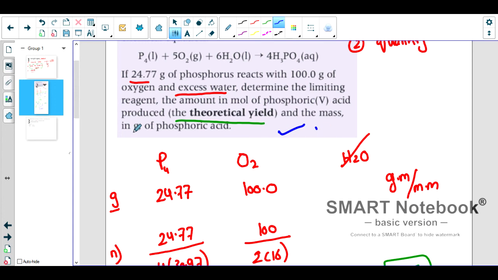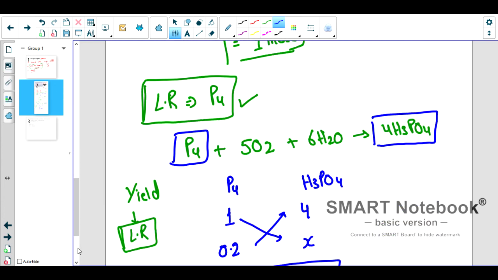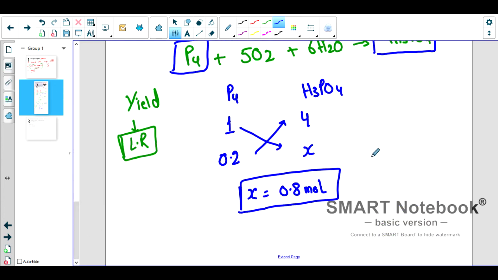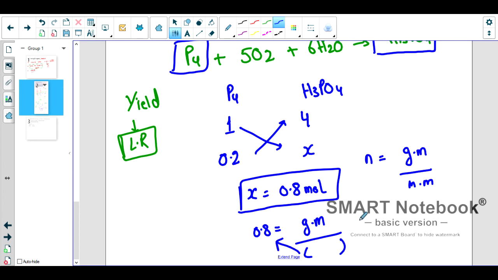If you want to find the mass in grams of phosphoric acid, you can use the same formula, which is number of moles equals given mass over molar mass. So this is 0.8 equals given mass over the molar mass. You can calculate the molar mass from the periodic table. You will multiply with this and you will get your given mass here.